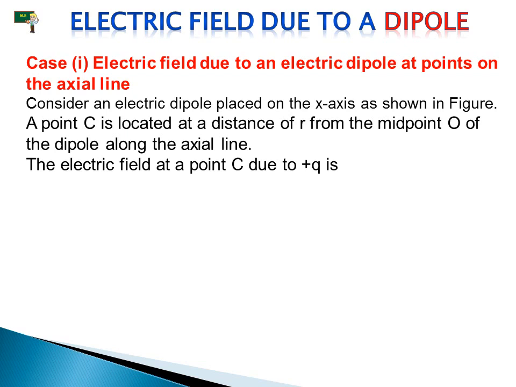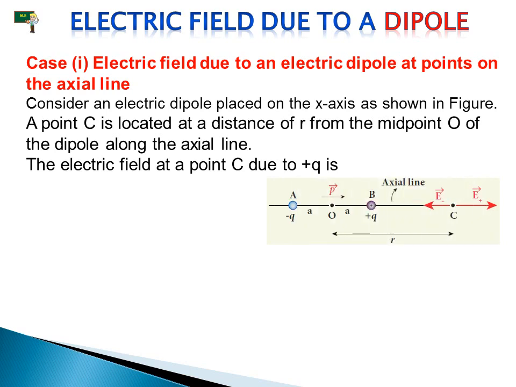What do you mean by this axial line? Let me show a picture. See, this is the axial line. This point is A and it has the charge minus q, and this point is B and it has the charge plus q. Between A and B there is a midpoint denoted by O. As we know about the dipole, the distance from A to O is small a, and from O to B we have another small a. So the distance between A and B is 2a.